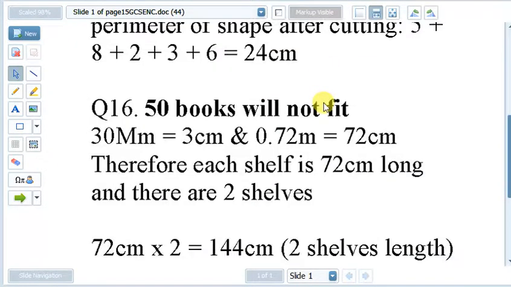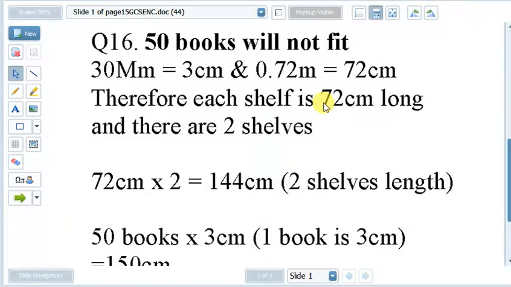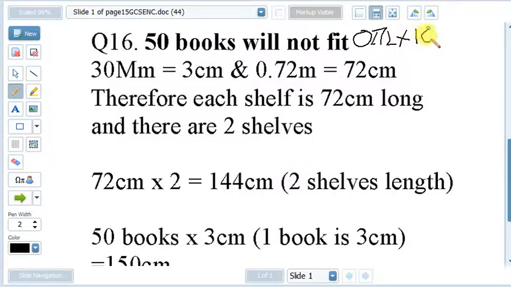Okay, so what I did first, I changed the 30 millimetres into centimetres, and of course there's 10 millimetres in 1 centimetre. So 30 millimetres is 3 centimetres. Next, I changed the metres into centimetres, and 0.72 metres, if you times that by 100, because there's 100 centimetres in a metre, you get 72 centimetres. So therefore, each shelf is 72 centimetres long, and there are 2 shelves.